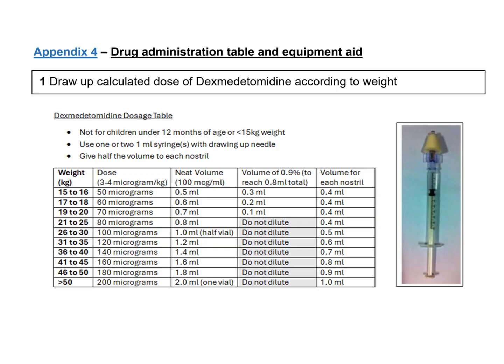In Appendix 4 of the SOP, there is a table with suggested doses and volumes according to the weight of the child. For example, in a 15 kg child, a dose of 50 micrograms can be given, which is 0.5 ml as a neat volume. This can be combined with 0.3 ml of 0.9% saline to reach a total of 0.8 ml, and then half of this, in other words 0.4 ml, given into each nostril.